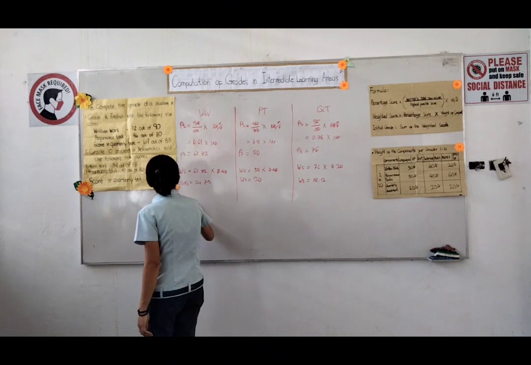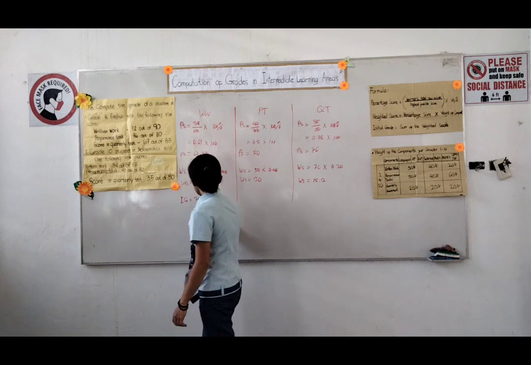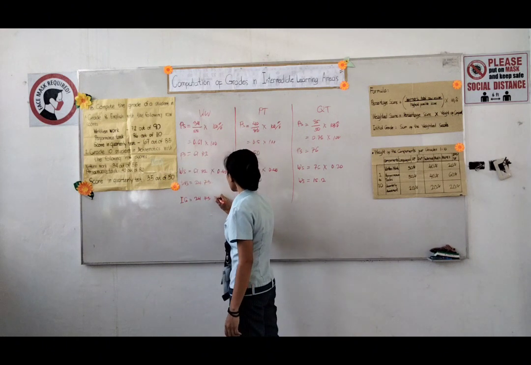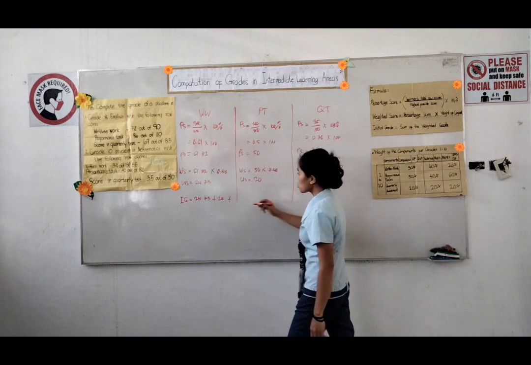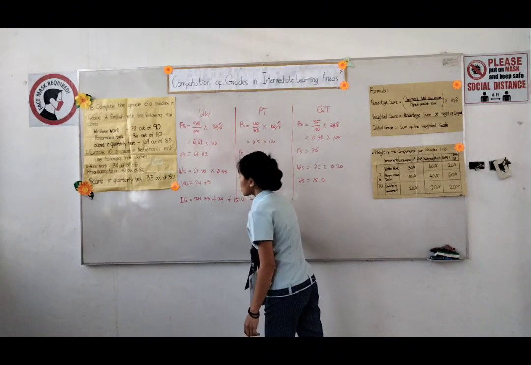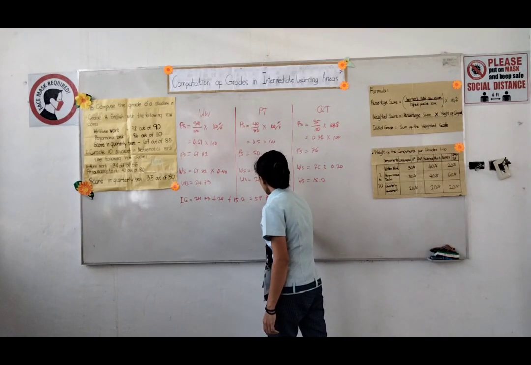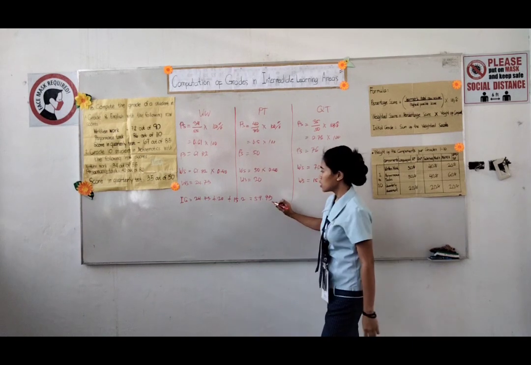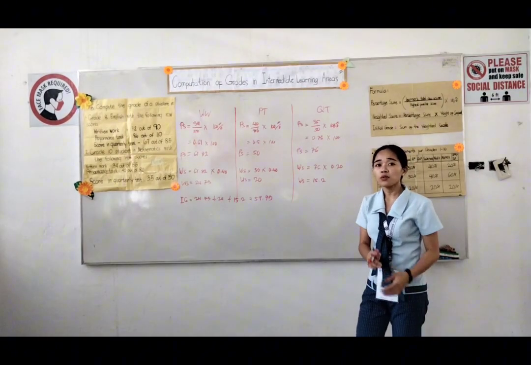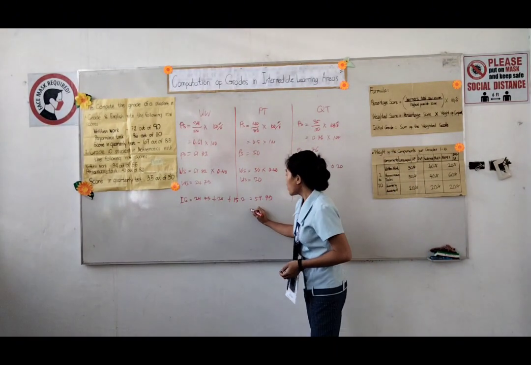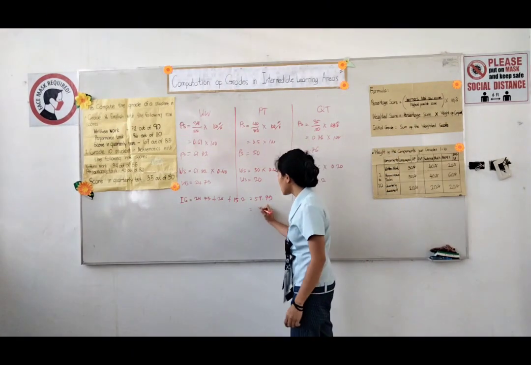To get the initial grade, we will add the weighted scores: 24.73 plus 20 plus 15.2 is equal to 59.93. To transmute the grade 59.93 using the transmutation table provided by the DepEd, the final grade of the grade 10 student in mathematics is 74.